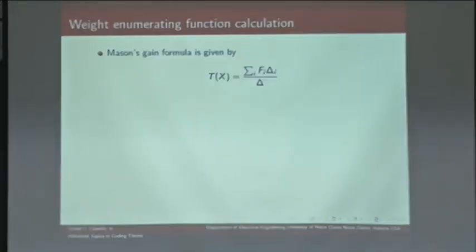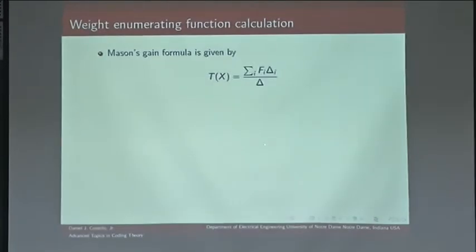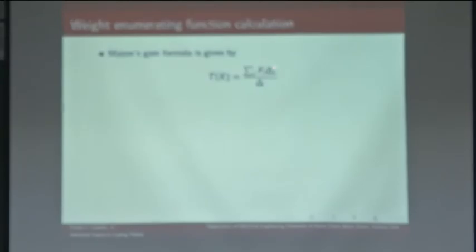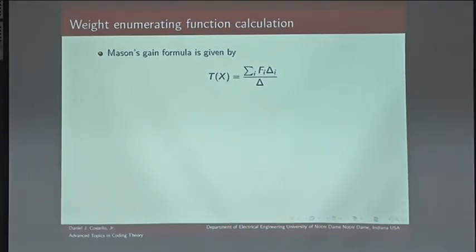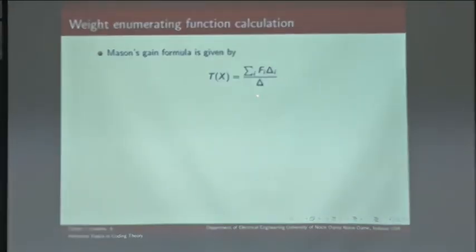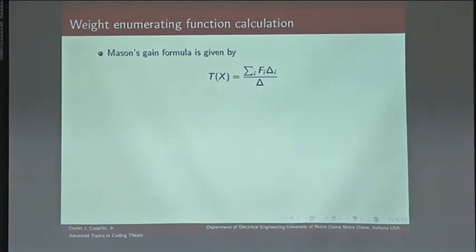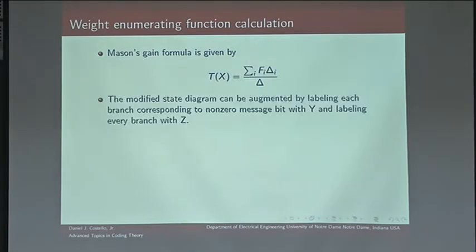Okay, then given all that terminology and notation, you get the transfer function by taking the gain of the ith forward path, multiplying it by the delta associated with the ith forward path, and summing over all forward paths in the graph, and then dividing by the overall delta of the graph. And you get, we'll see an example here, you get a function which tells you exactly how many code words there are of every weight.